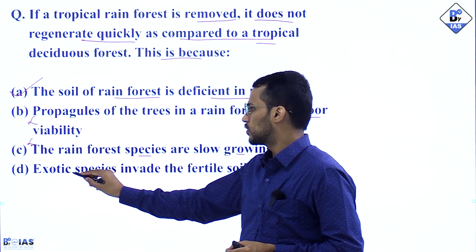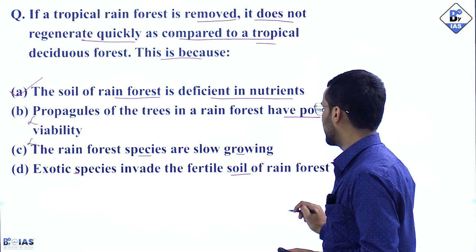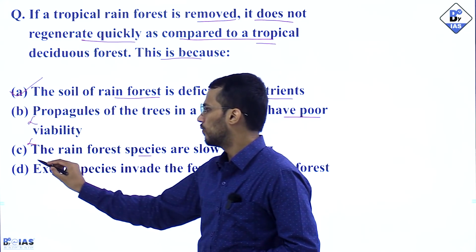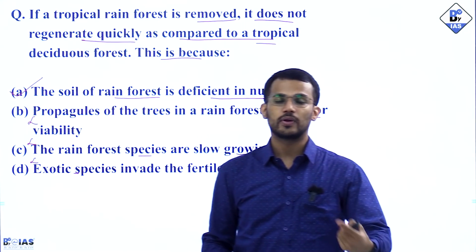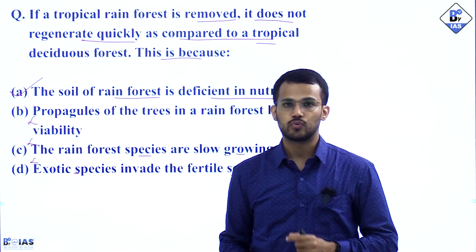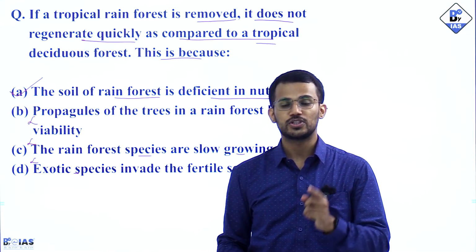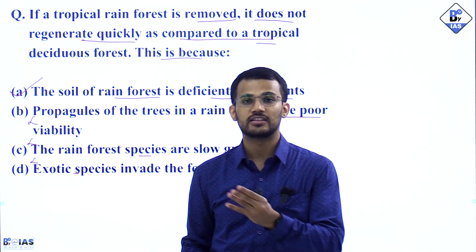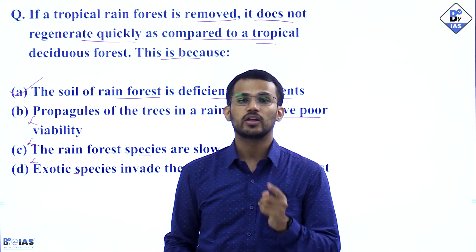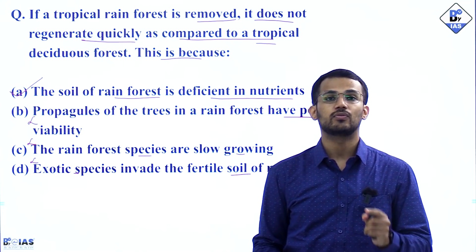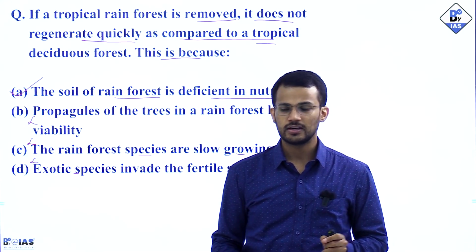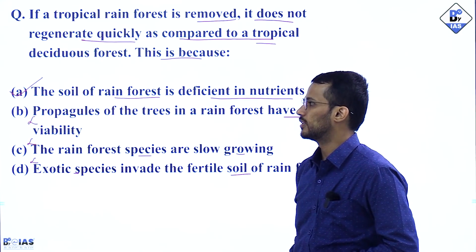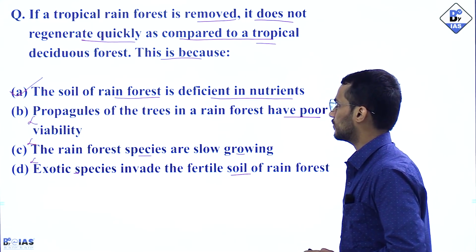Option D, exotic species invade the fertile soil of rainforest. So there is no question of exotic species invading the soil of rainforest, because exotic species also won't be able to grow at a faster rate in the rainforest if the soil of rainforest is deprived of nutrients, right? So even option D is incorrect. And that's why the correct answer for this question is A.